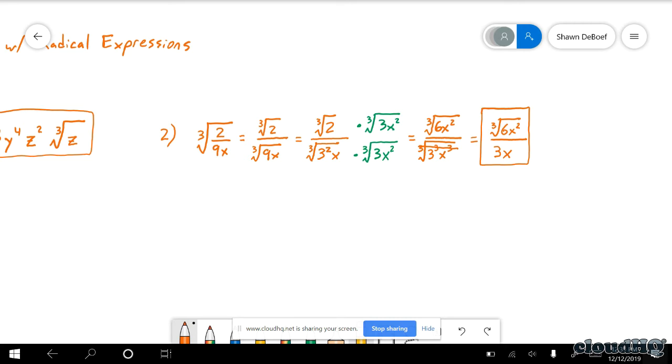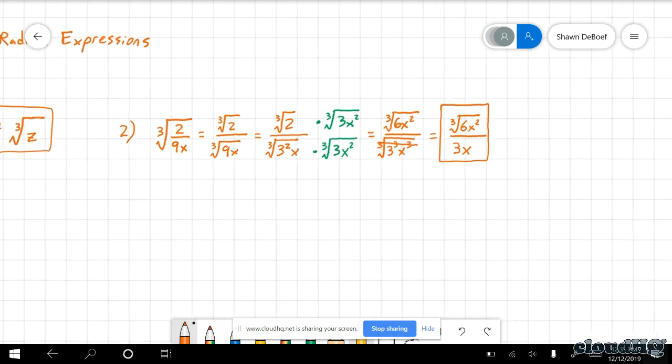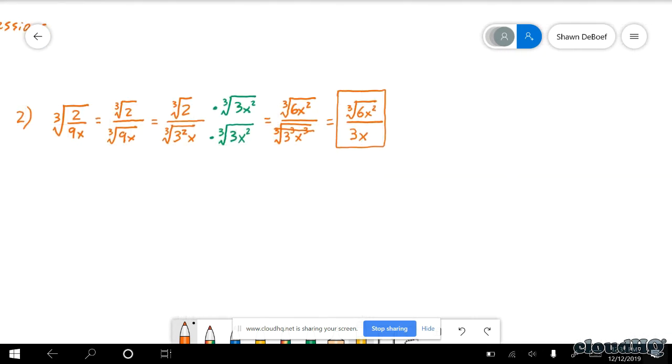I definitely think the fractions are the trickiest part of this section, and there's 2 types of fractions we'll deal with. Personally, I think this is the trickier of the 2. Let's do another one.